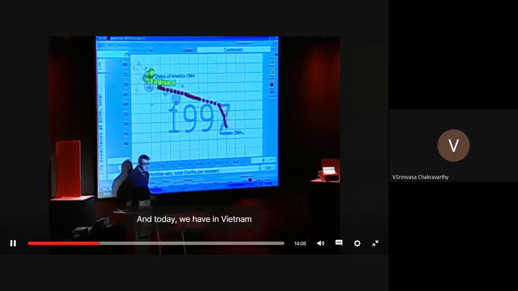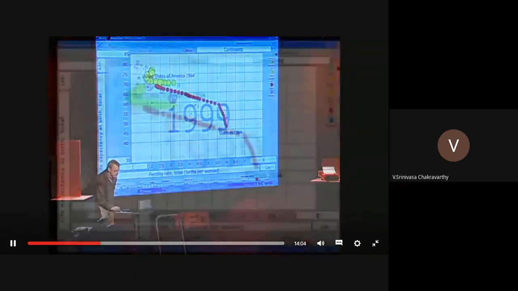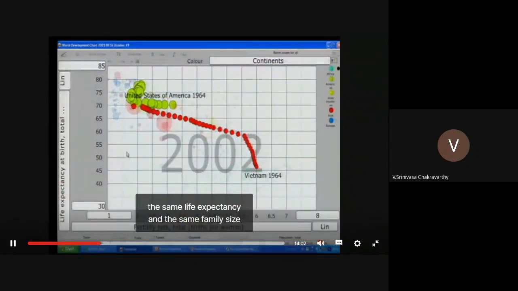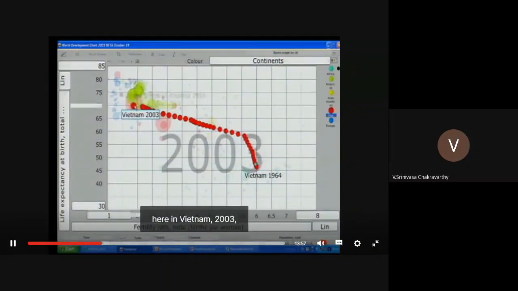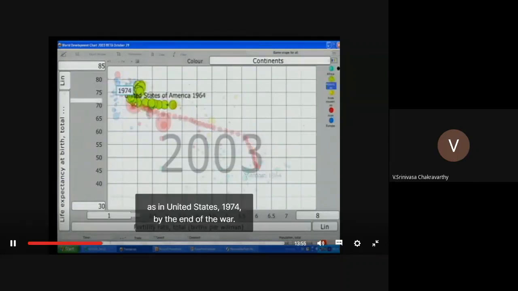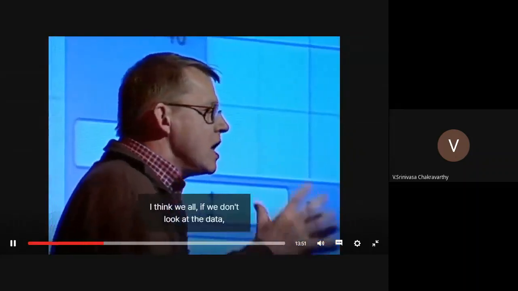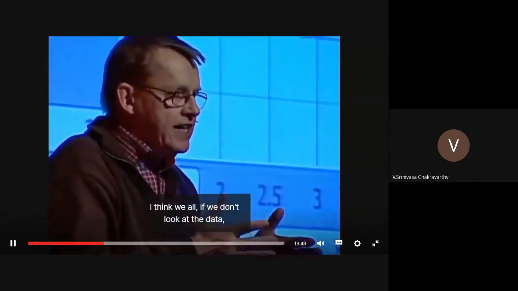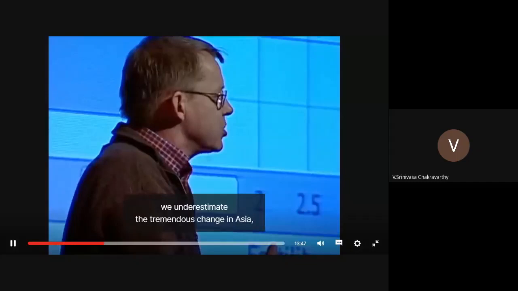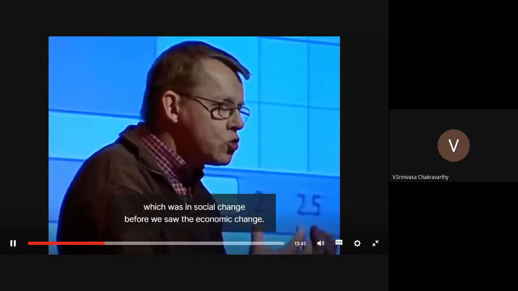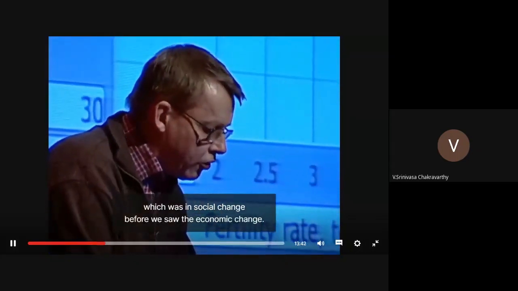And today we have in Vietnam the same life expectancy and the same family size, here in Vietnam 2003, as in United States 1974 by the end of the war. I think we all, if we don't look in the data, we underestimate the tremendous change in Asia, which was in social change before we saw the economical change.